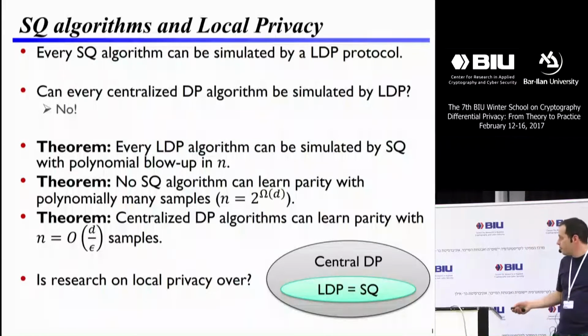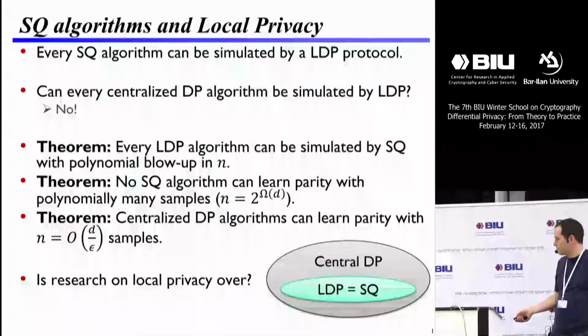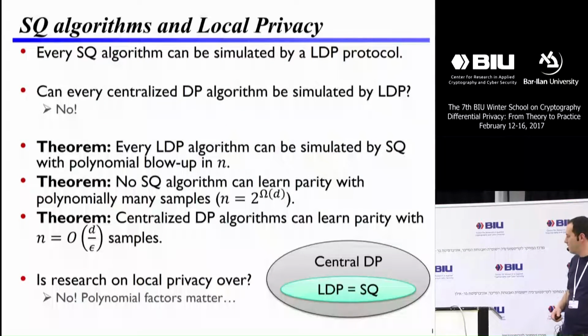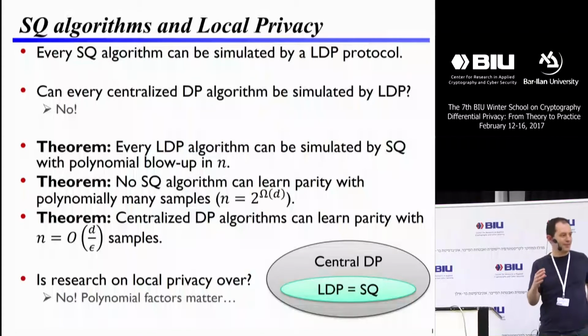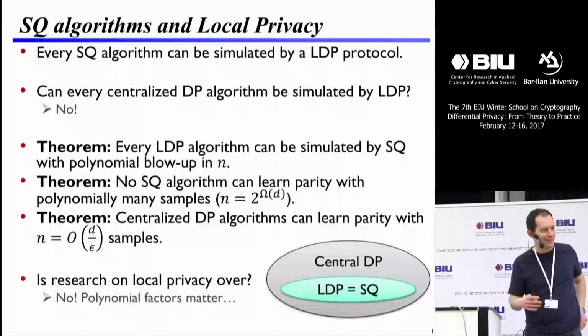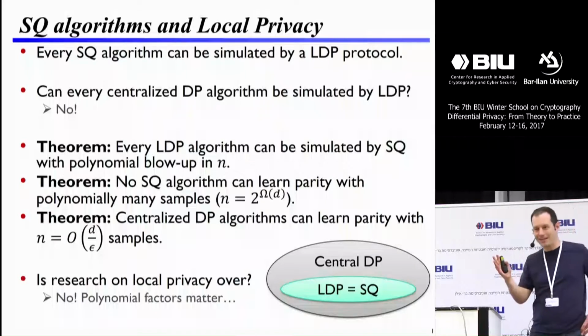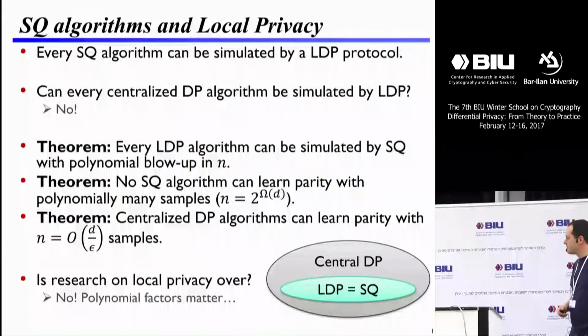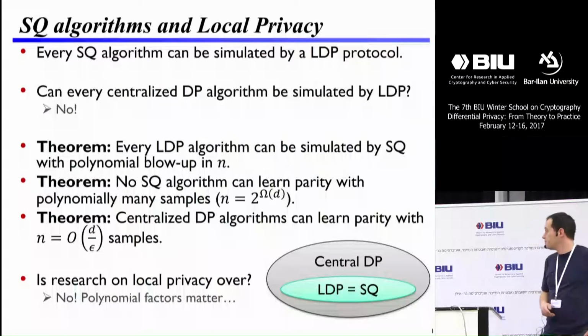So one might ask if it's over. Is the story over? But of course, it's not, because it turns out in practice these pesky polynomial factors really matter. There's a big difference between linear in n and quadratic in n. And so we're actually going to have to work pretty hard to understand more precisely what's going on.